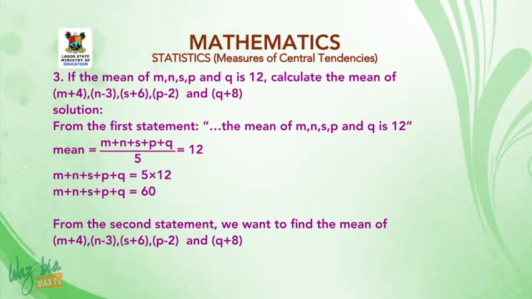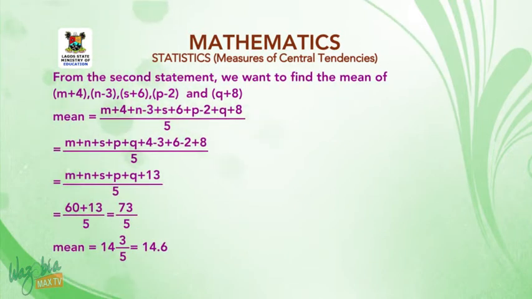Then you go to the second statement. Calculate the mean of M plus 4, N minus 3, S plus 6, P minus 2, and Q plus 8. To get their mean, you add them together divided by their number. So we have M plus 4 plus N minus 3 plus S plus 6 plus P minus 2 plus Q plus 8, all divided by 5. Now you collect like terms, bring out the alphabets. So we have M plus N plus S plus P plus Q plus 4 minus 3 plus 6 minus 2 plus 8, all divided by 5.